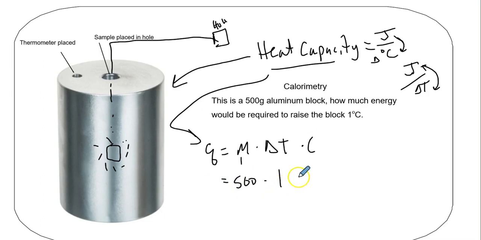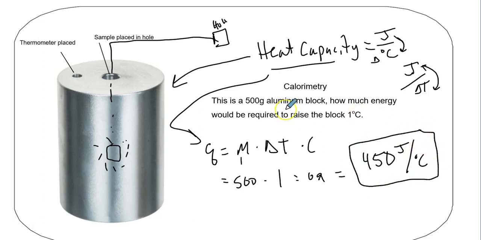So it says 1 degree, and then the specific heat of aluminum is 0.9. All right, so let's go ahead and calculate this. In this case, it would be 500 times 1 times 0.9, which is 450. So the heat capacity of this thing is 450 joules per degree Celsius. So every time this thing increases by 1 degree, 450 joules of energy must have been absorbed.